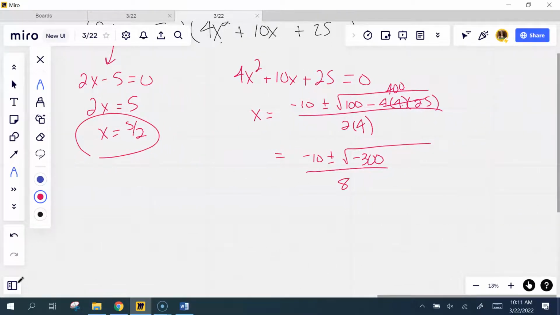Negative 300, again, I'm going to come over to the side because it's a little bit easier for me. I know I have the i. What perfect square can I divide 300 by? This is an easy one. 100. Sometimes the easiest ones you forget about them. You don't even think about them. So this would be 10i root 3.